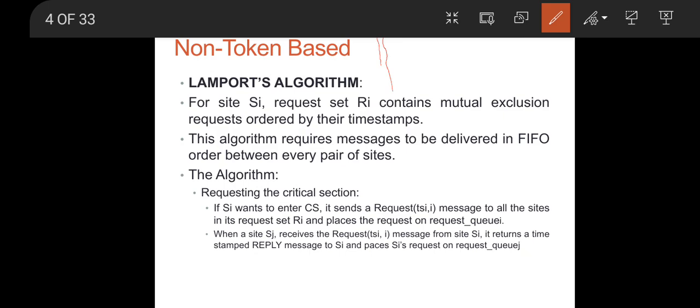A site, as I said, is nothing but the processor. For any site Si, that means every site in the distributed system, they will be maintaining a queue called Ri, which is called the request set. In this Ri, they will be storing all the requests for the critical section. It can be their own request or the request of another processor. So every site will be maintaining a request set wherein all the requests of the distributed system for a particular critical section will be stored in timestamp order.